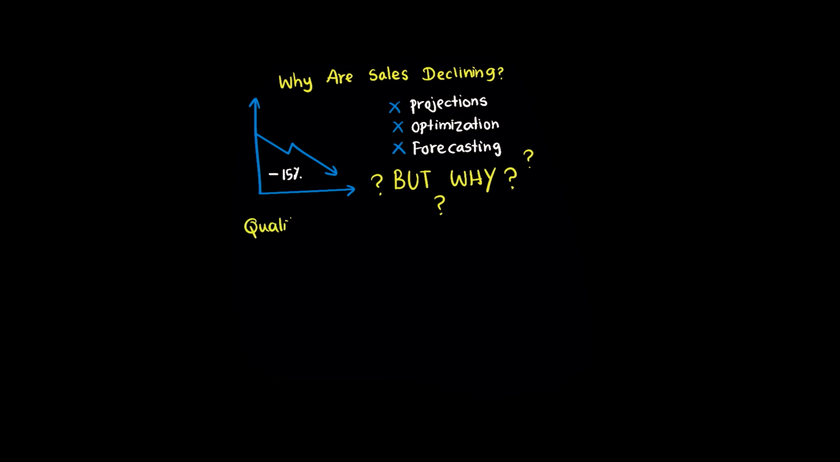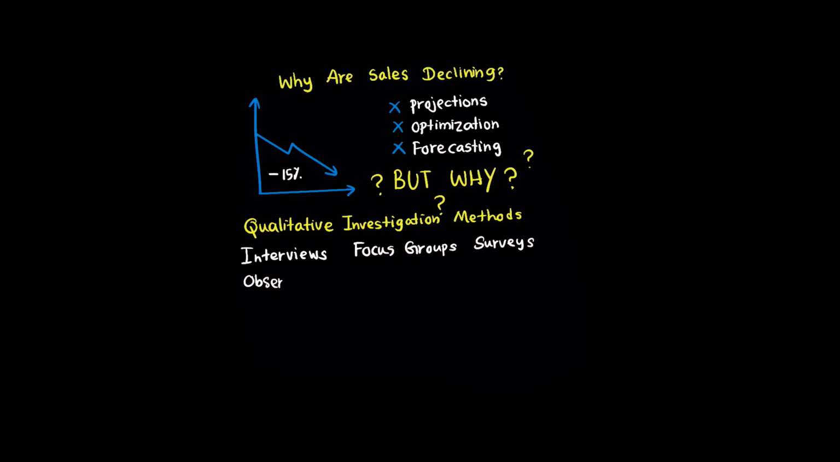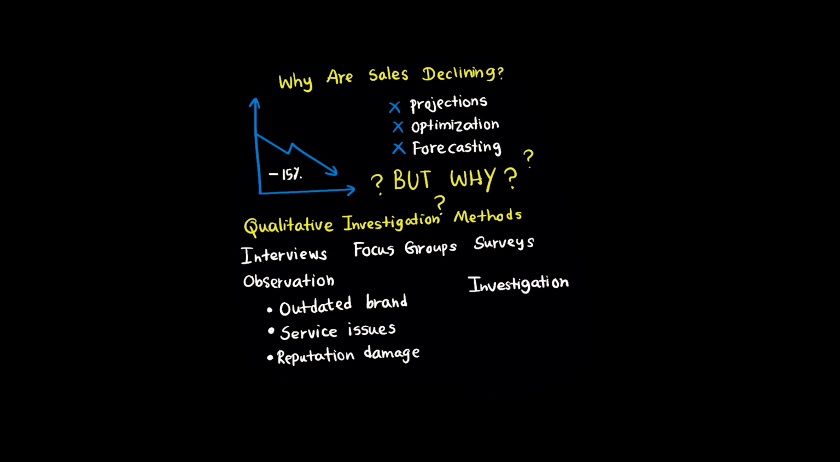This requires qualitative investigation methods. Interview sales staff. They reveal competitor advantages, conduct focus groups. Customers express changing preferences. Survey lost customers. They'll tell you exactly why they left. These investigations uncover human reasons behind numerical trends. Maybe your brand feels outdated, perhaps service declined, possibly social media damaged reputation. Numbers show problems. Qualitative investigation reveals causes.